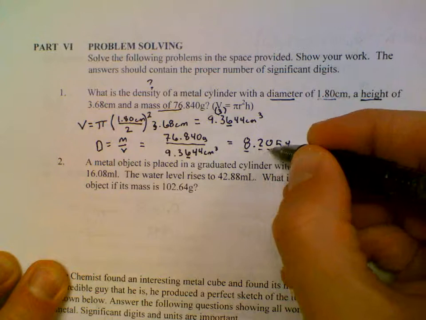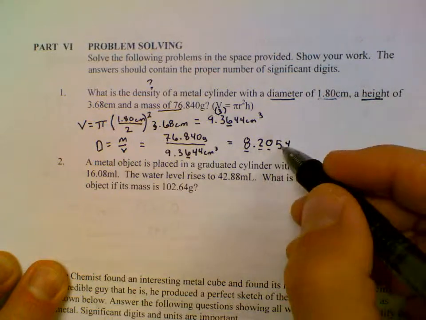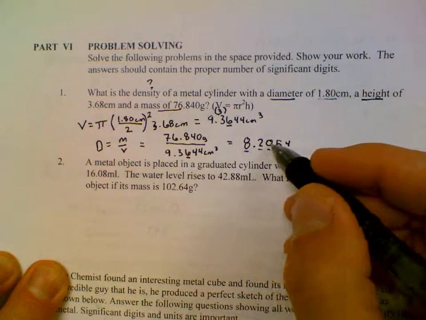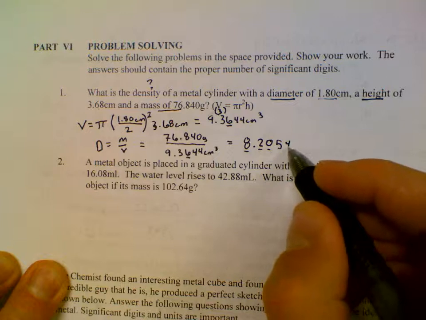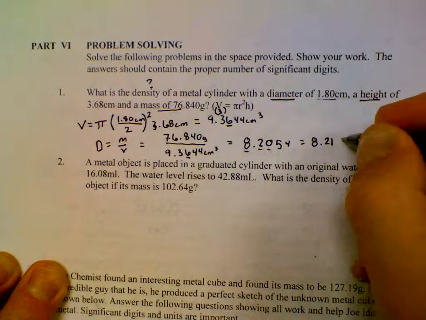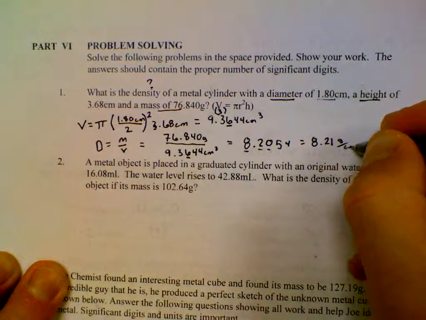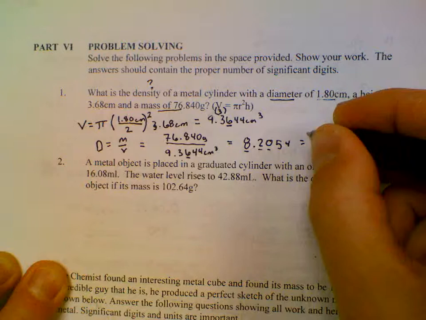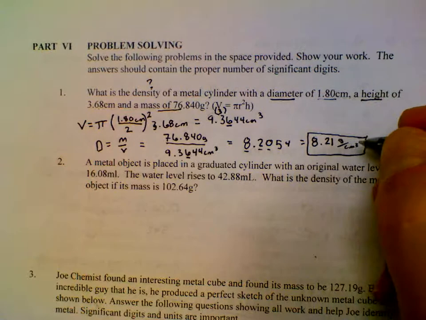1, 2, 3 place values. 5 is trailing the 0. It's not a lone 5 because there's a 4 after it. So that equals 8.21 grams per centimeter cubed. Box that answer, so it's easy to find.